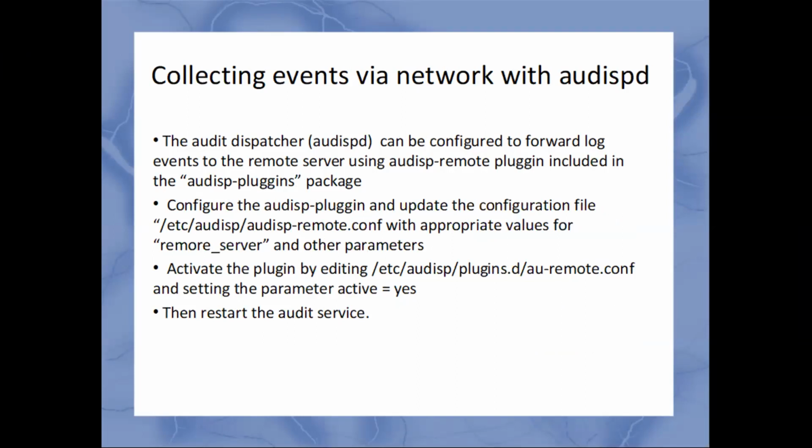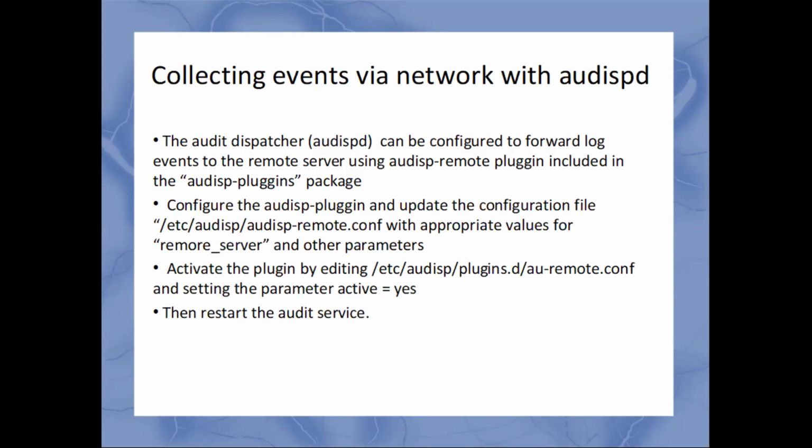The audit dispatcher daemon can be configured to forward the log events to a remote server using the audit dispatcher remote plugin, which is included as part of the audit dispatcher plugins package. To get this remote plugin activated and enabled, we have to configure the audit dispatcher plugin and update the audisp-remote.conf file with the appropriate values, specifying the IP address of the remote server, the port parameters, and the other parameters.